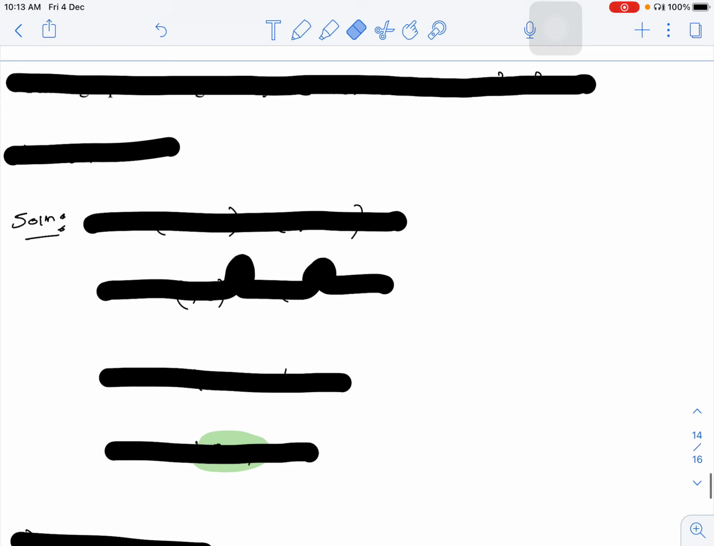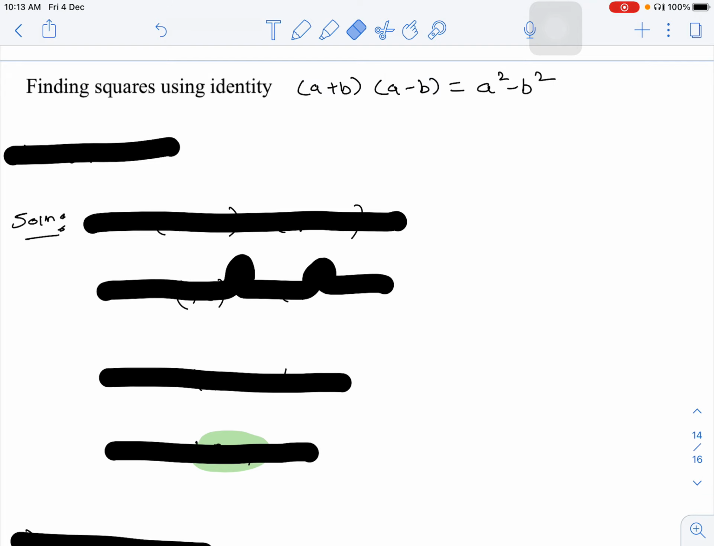Okay, now let us learn our next topic. Here it is given that we have to find the squares using the identity a plus b into a minus b equals a square minus b square. Already we have learned this identity in the previous classes. Remember, either it may be a plus b first or you can write a minus b first. That doesn't make any difference. Let us consider one example.